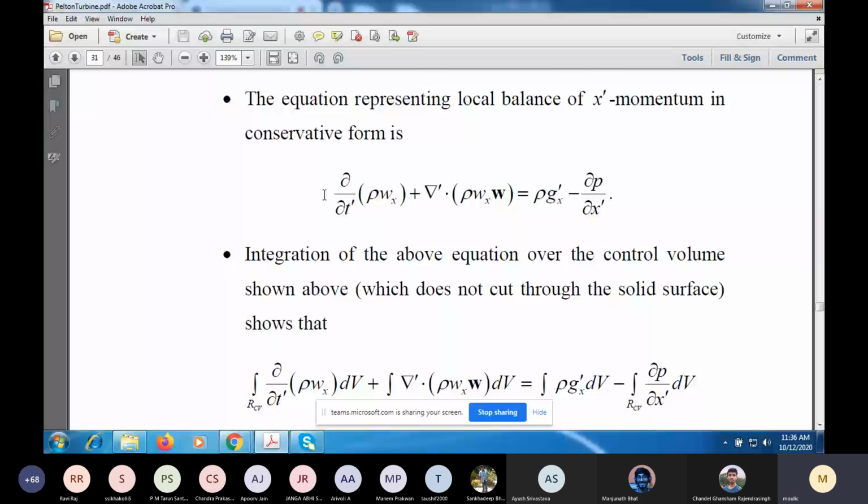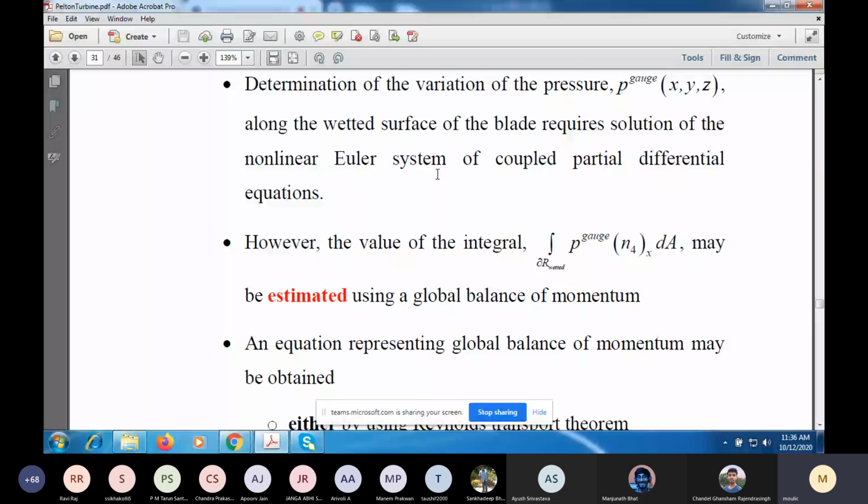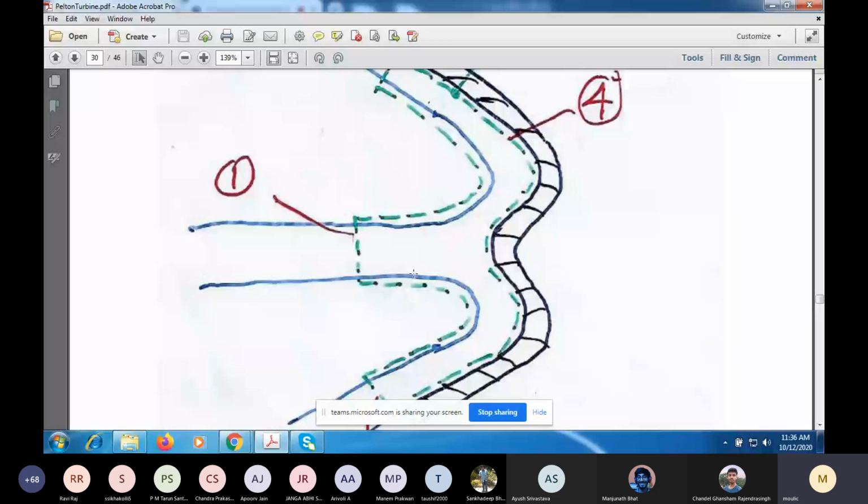So this term, you can actually write as rho del t of w_x plus w dot grad rho w_x. But we'll integrate this equation over the volume, so it's convenient to use the conservative form where you have a divergence here. So suppose I integrate this equation over the control volume, this green control volume. The differential equation is valid at each and every point inside the liquid region occupying the control volume. We'll integrate it and come up with an integral equation.